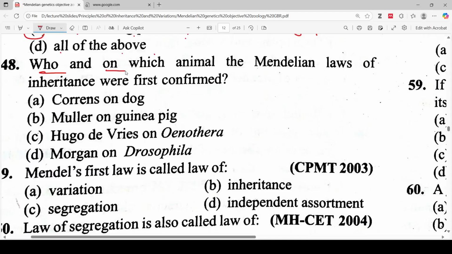Who and on which animal the Mendelian law of inheritance were first confirmed? A. Correns on dog, Muller on guinea pig, Hugo de Vries on Oenothera, and Morgan on Drosophila. So the correct answer is option D. Next question.